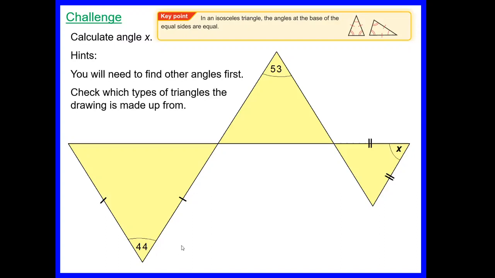So the hints are we will need to find other angles first, and we should be looking to see which type of triangles the drawing is made up from. So pause the video now, have a go, see if you can work your way around the shape to find the value of angle X.